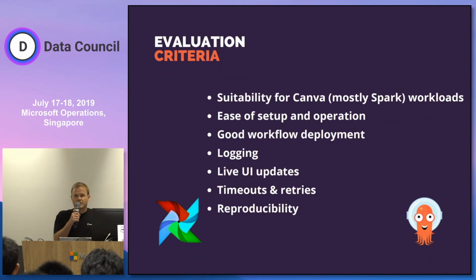Our main evaluation criteria was simple. It had to be suitable for the existing Canva workloads, which are mostly Apache Spark. It had to be easy to set up and operate. It needed a good workflow deployment story. It needed to have live logging and live UI updates. We also need timeouts and retries. And reproducibility is very important to us. We want things to be deterministic.